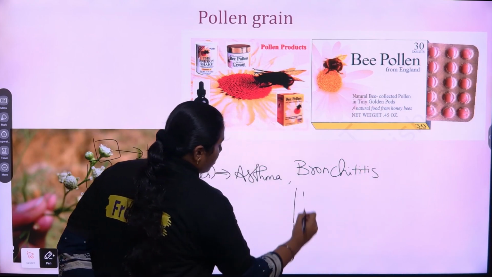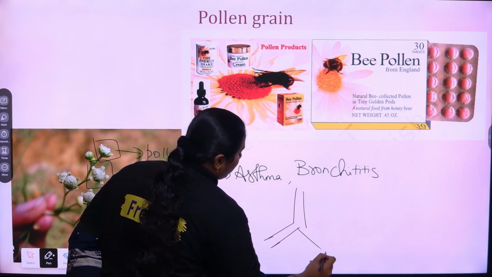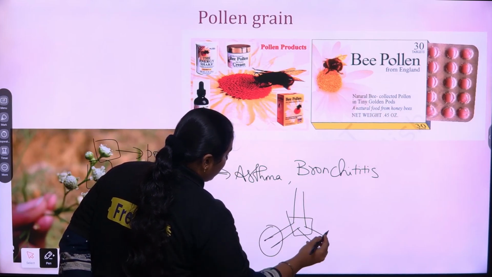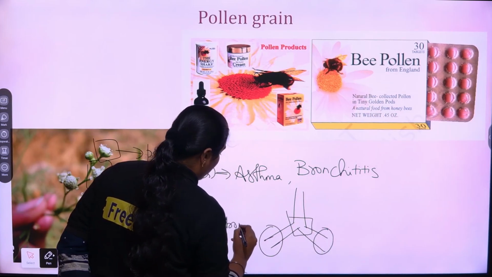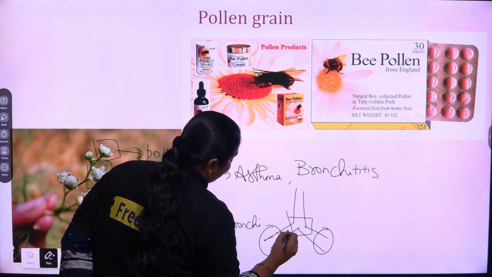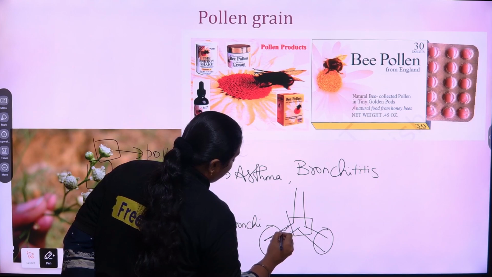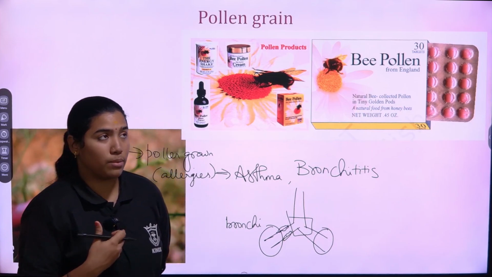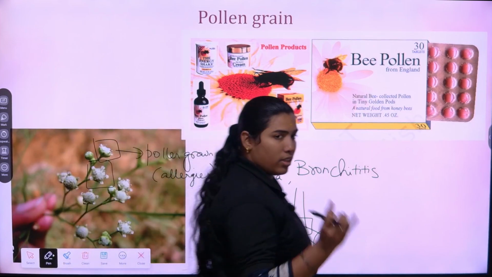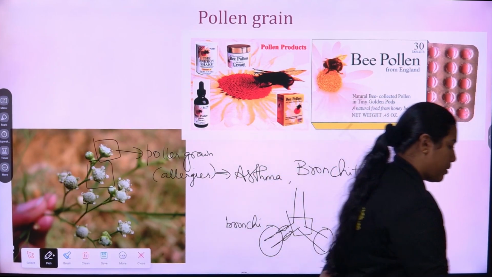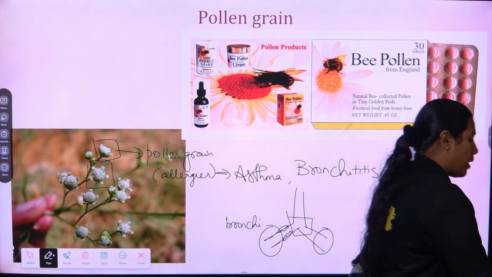Just remember, this is your tracheal tube, and your trachea branches at the 5th thoracic vertebra. At this point, these structures are known as bronchi. Because of the pollen grains deposited or hitting here, they start to swell, and your respiratory tube becomes narrow, and it becomes difficult for you to breathe. Very simple: pollen grain enters, bronchi inflame, breathing becomes difficult. That's it. Simple.